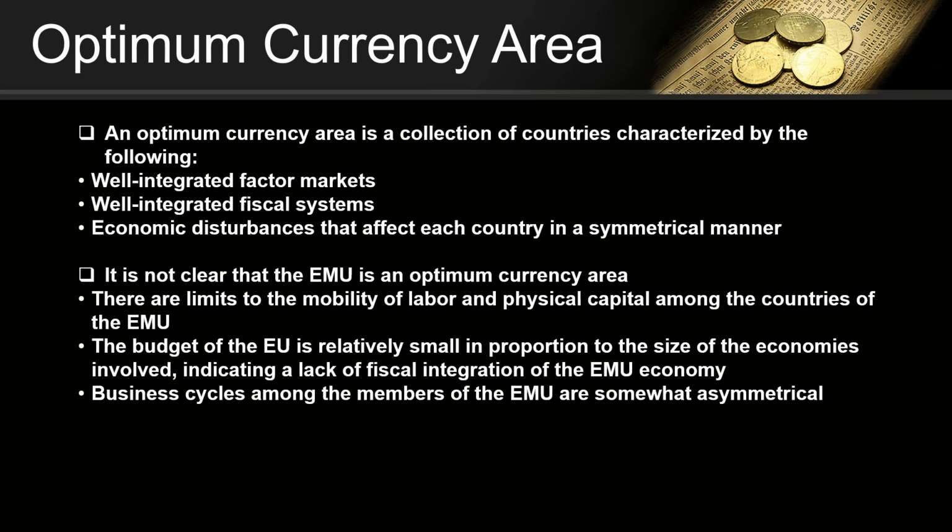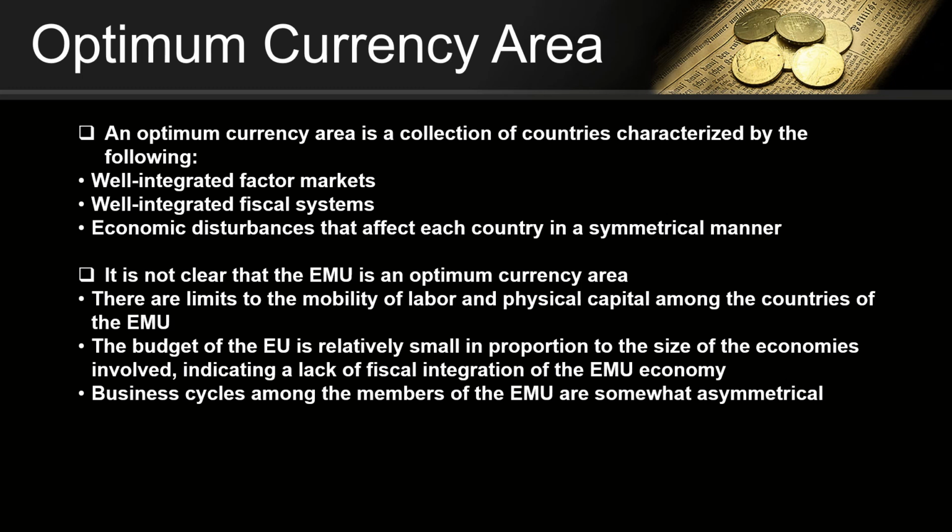Most observers, for example, agree that the United States constitutes an optimum currency area. Labor and physical capital are quite mobile among the states of the United States, and there is a great deal of integration of the fiscal system through the US federal government. Finally, cycles of recession and recovery tend to affect each region of the United States in a somewhat symmetrical manner.